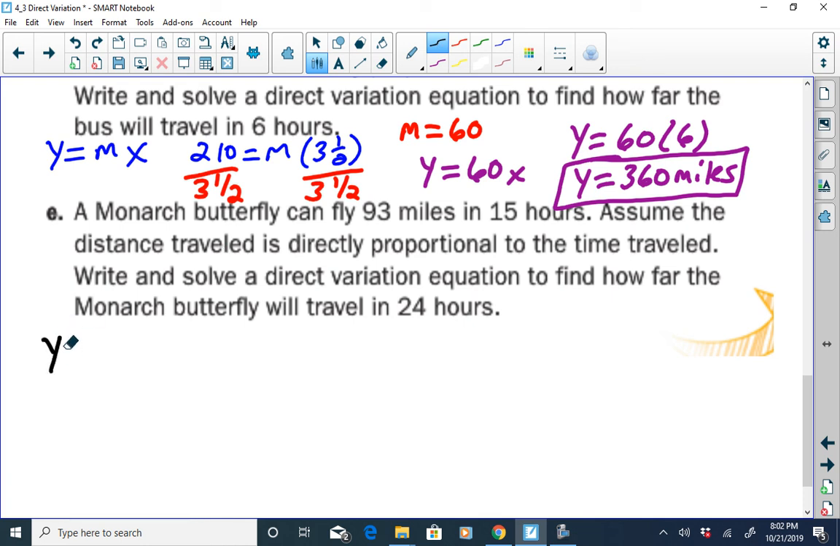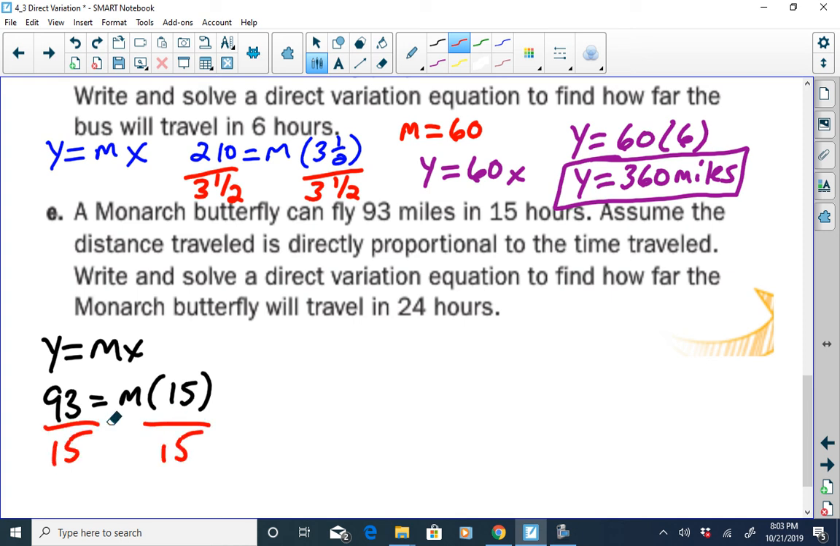Once again, we start with the direct variation equation. y is equal to m times x. We're going to replace y with 93, and we're going to replace x with 15. We want to solve that equation for the slope, for m. So we're going to divide both sides by 15. On the right side of the equation, the 15 in the numerator is going to cancel the 15 in the denominator. And then 93 divided by 15 is going to give us 6.2. So m is going to be equal to 6.2. I want to use that slope to write the equation. So y is going to be equal to 6.2 times x.